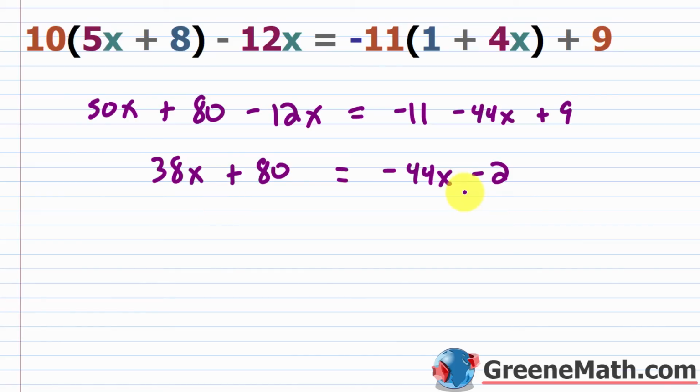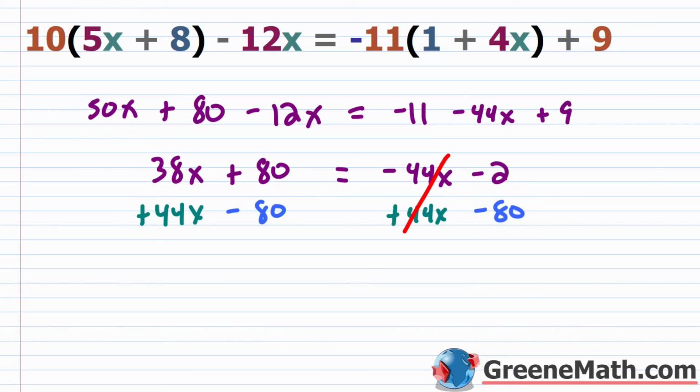Okay, so now we've completed that first step where we're simplifying each side. I can't do anything else on the left. I don't have like terms. I can't do anything else on the right. I don't have like terms. So what I want to do is move all the variable terms to one side and all the constants to the other. So I'm actually going to do this in one line. I'm going to move this guy over here. So I'm going to add 44x to both sides. And of course, this is going to cancel. And then I'm also going to subtract 80 away from each side of the equation.